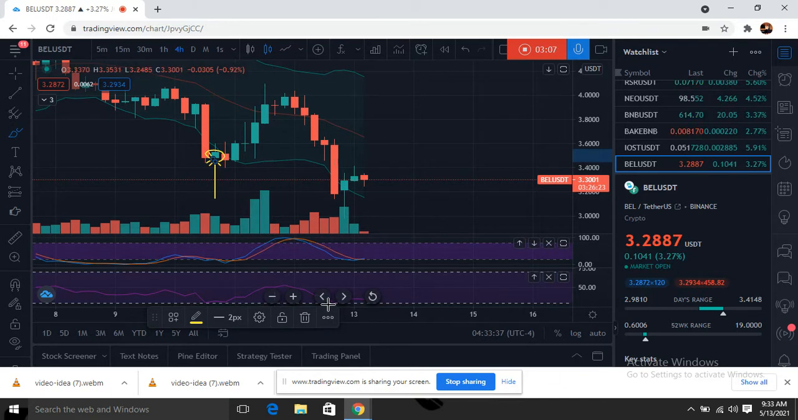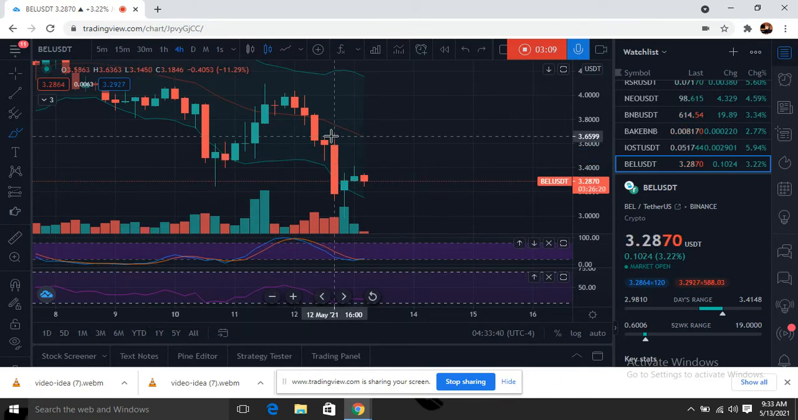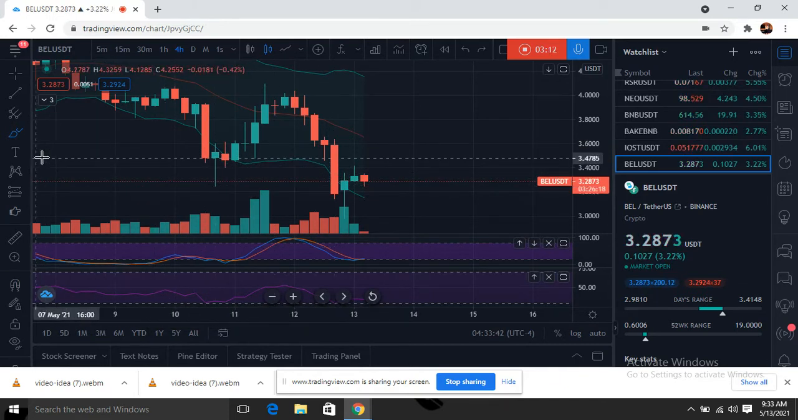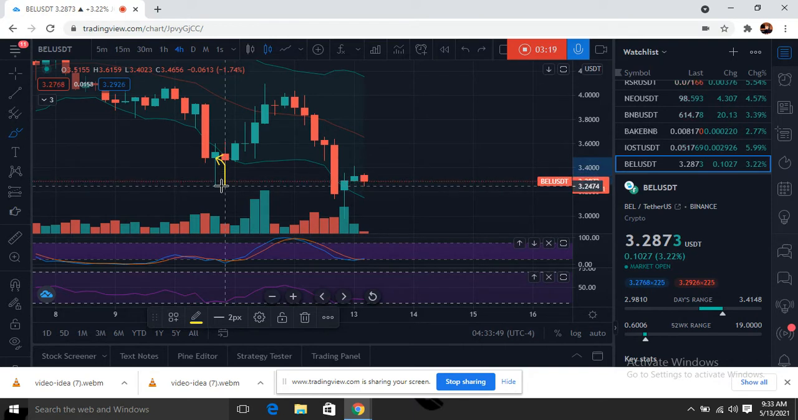If you see something that looks like a hammer, it's telling you that when the market opened, the bears drove the market down to this level, but the bulls came into the market and pushed the price back up to this level before closing above the opening price. For the bulls to push the market back up from this level, it's telling you that the bulls are in control and the market could possibly reverse.